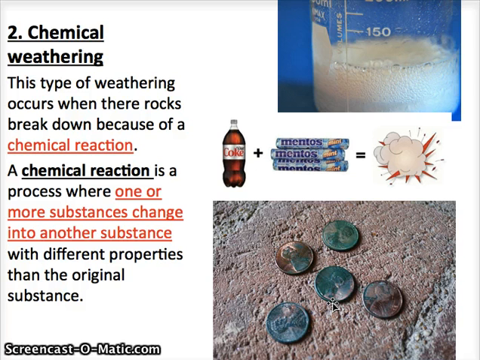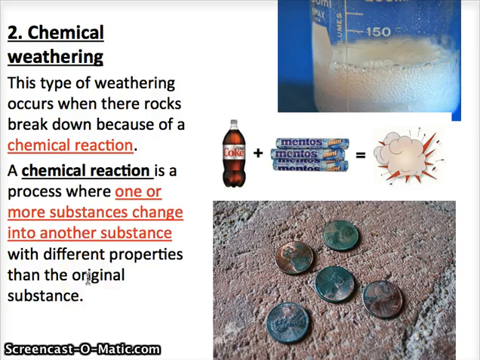Let's move on to the second type of weathering. The second type of weathering is called chemical weathering. This type of weathering occurs when rocks break down because of a chemical reaction. Now let's talk about what a chemical reaction is. A chemical reaction is when one or more substances change into another substance with different properties from the original substance.